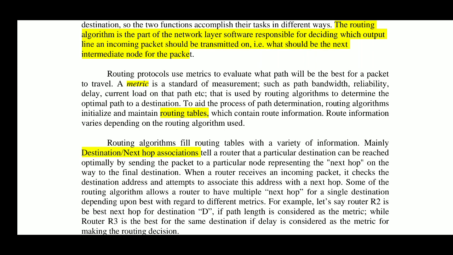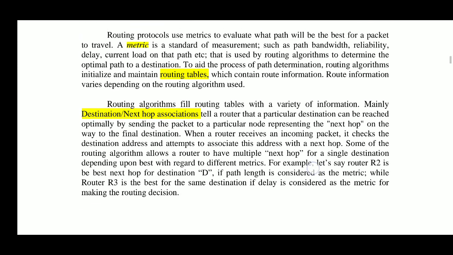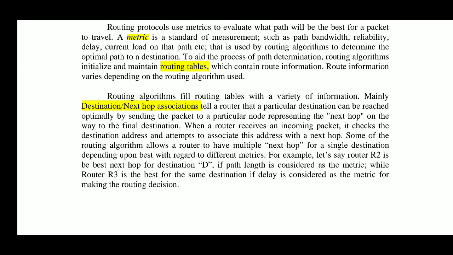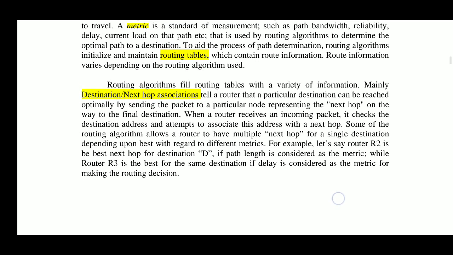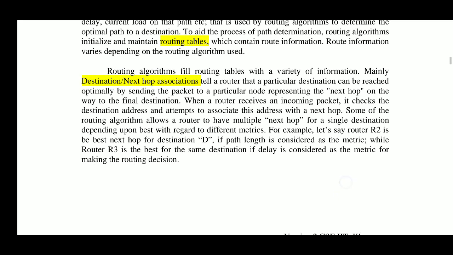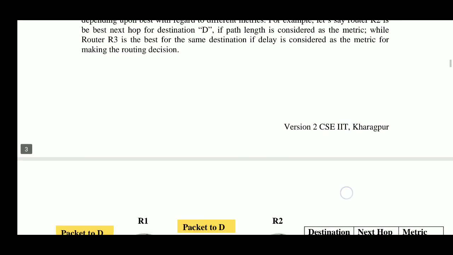To aid the process of path determination, routing algorithms initialize and maintain routing tables. These are nothing but destination and next hop mappings, mainly in the form of tables, which tell the router via which next node or which next router the destination node can be reached.